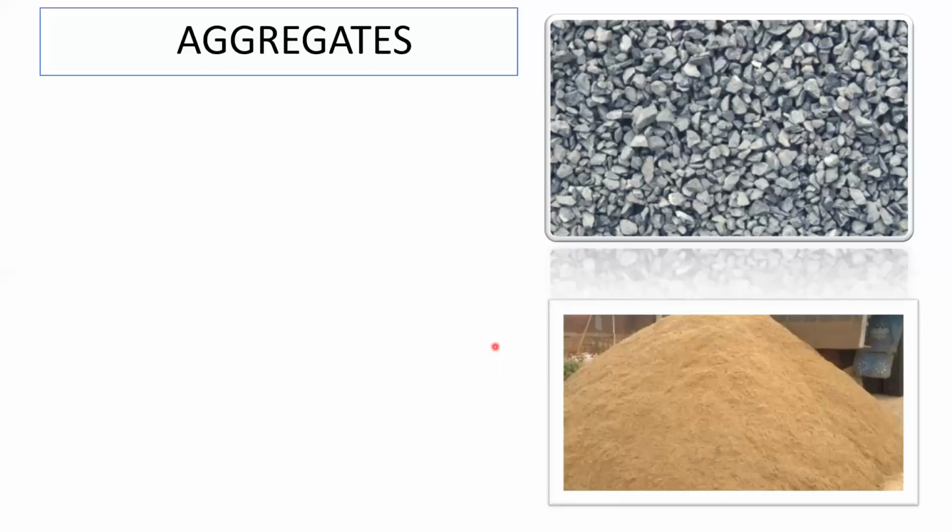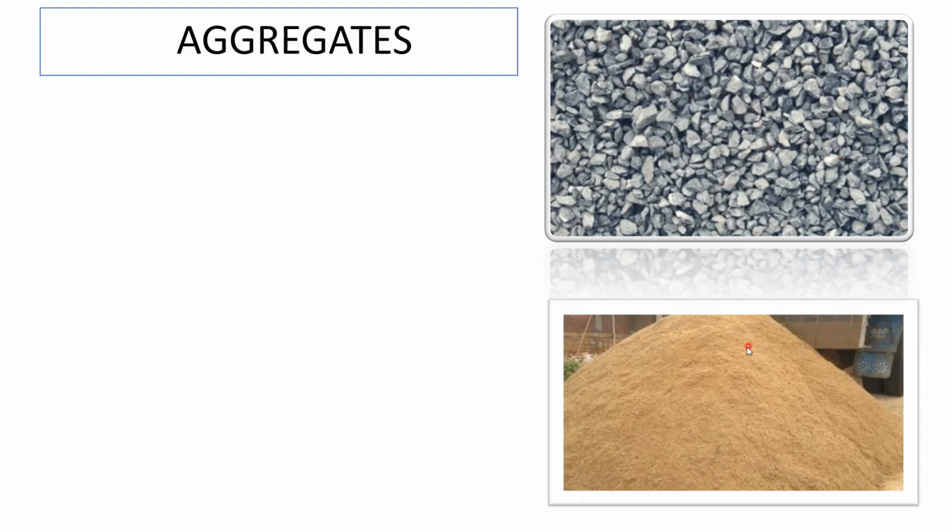Hello learners, in this lecture we will see what aggregates are. We already saw what sand is. Sand is also a type of aggregate, but we'll try to see what the function of the coarse aggregate and the fine aggregate is once again. Yeah, so you can see it here, right? So we call this coarse aggregate and we call this fine aggregate.